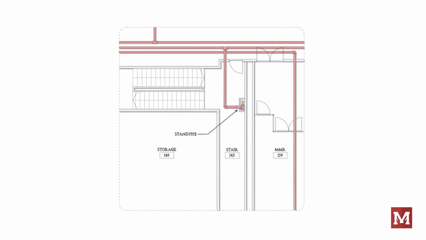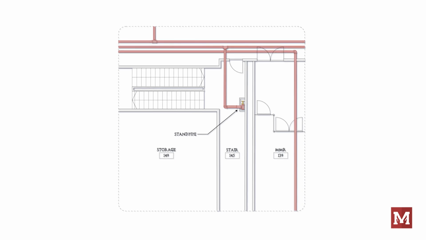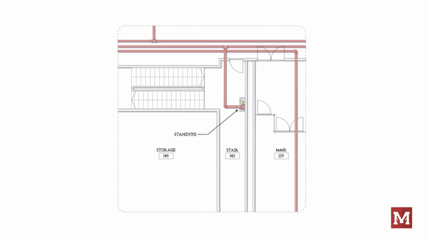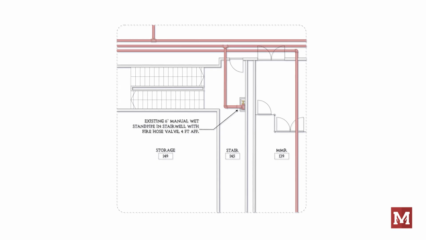Yes, there's a standpipe in the stair, but is it existing or is it new? What size? What type is it? Is the standpipe in the scope or is it out of the scope? Is it affected by the work being done in this project? Let's try "existing 6-inch manual wet standpipe in stairwell with fire hose valve 4 feet above finished floor."